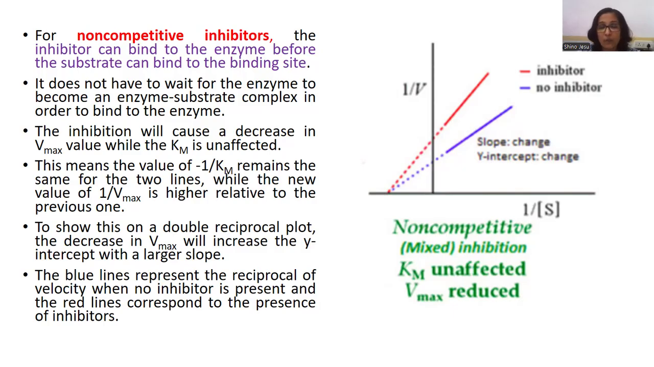To show this on a double reciprocal plot, or the Lineweaver-Burk plot, the decrease in Vmax will increase the y-intercept, with a larger slope. The blue line represents the reciprocal velocity with no inhibitor present, and the red line is with inhibitor. So here you can see Km is unaffected, but the Vmax is reduced.